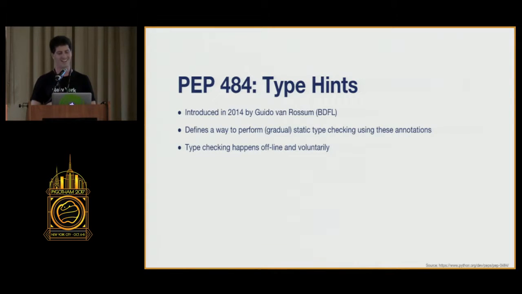Long live he. And PEP 484 introduces a way to perform gradual static typing and type checking using the function annotation syntax provided by PEP 3107. One thing that it is important that it outlines is that this type checking is going to happen offline and voluntarily. So Guido here is not trying to change how we use Python. He's not trying to make it an enforced static type language, but he's saying, hey, here's a way that we can perform static type checking in a standard way so that we can actually start to build static type checkers.